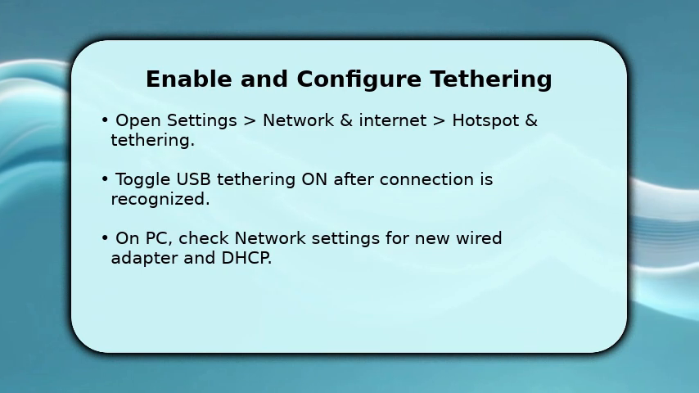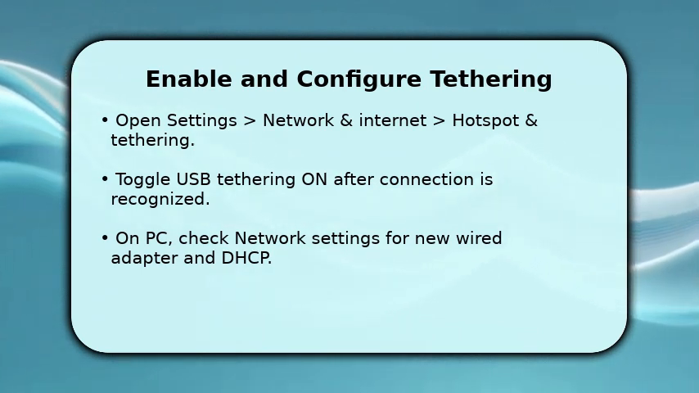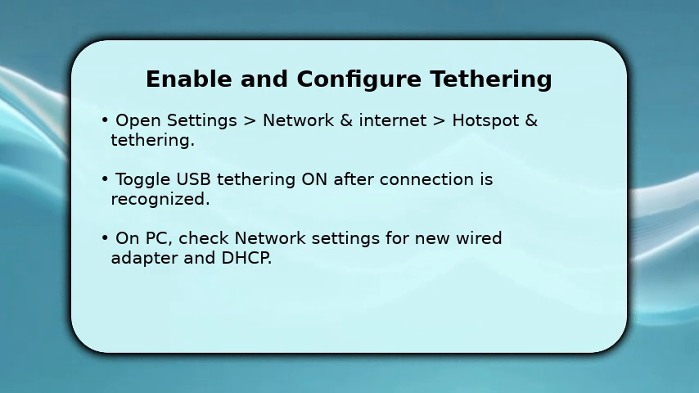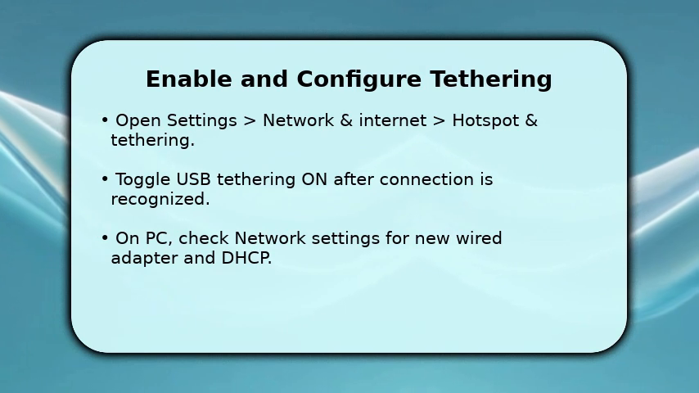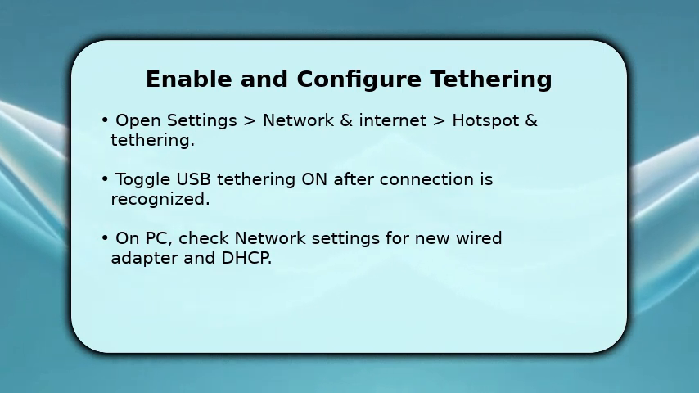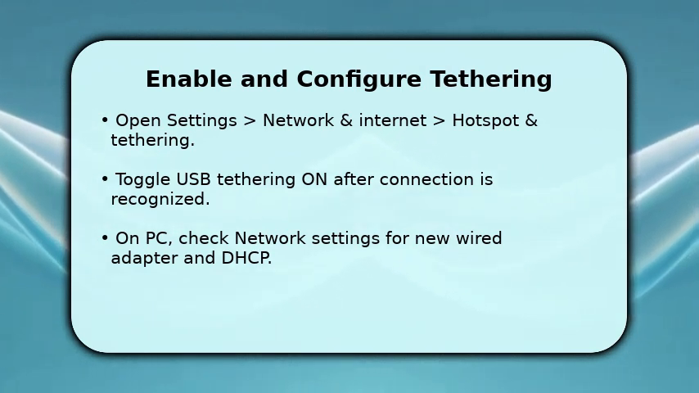On your computer, make sure the new wired adapter obtains an IP via DHCP. If not, set a static IP in the same subnet. Make sure any firewall or VPN on the phone is paused so traffic can flow. Otherwise, packets may be dropped.